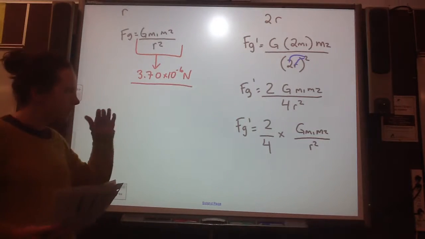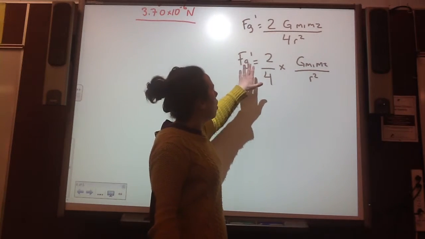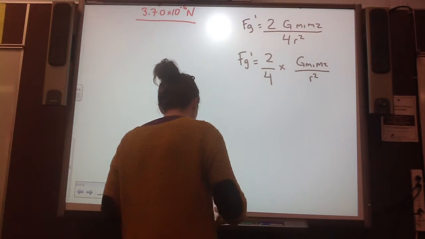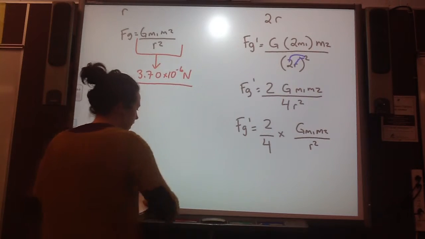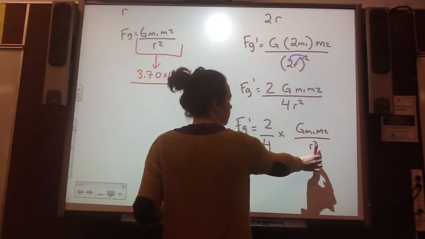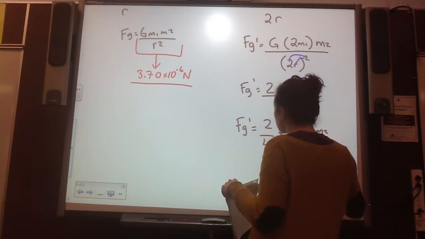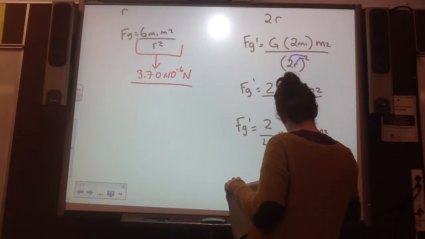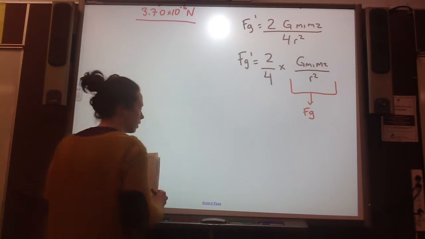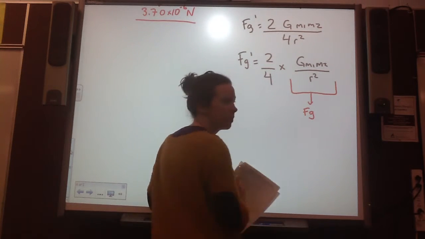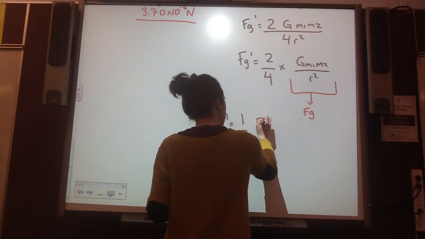Okay, see that? I basically factored out the numbers because I'm making a ratio to compare my modified to my original. Well, look, see here, this G times M1 times M2 divided by R squared, that's right here. So I can set this equal to Fg. And I can simplify this even more into 1/2. So Fg prime is equal to 1/2 times Fg.